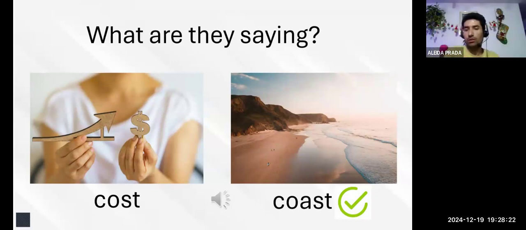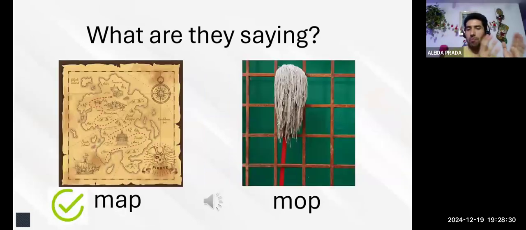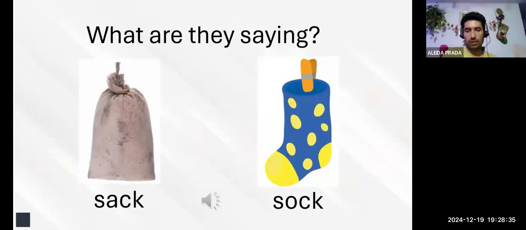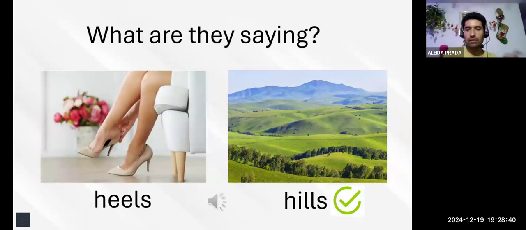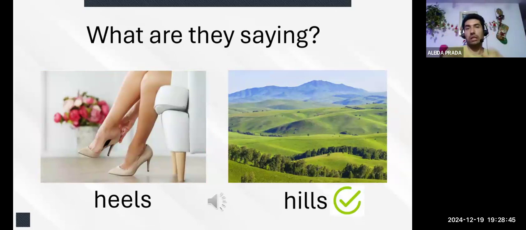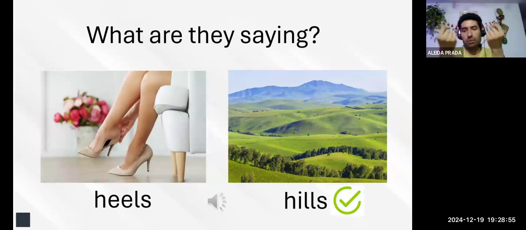So the idea is that you go with the same category. For example, over here, cost is a noun, coast is another noun. So we can put them together in a sentence. Same situation here. Map is a noun, mop is another noun. Sack, sock, same situation. Ship, sheep, and heels, hills. That was the idea, to have something logical. Otherwise, you will say, but it doesn't match. It's very easy. If you listen to Donald Trump is a very rich person, you're going to say rich, multimillionaire, has a lot of money. So that was the idea.